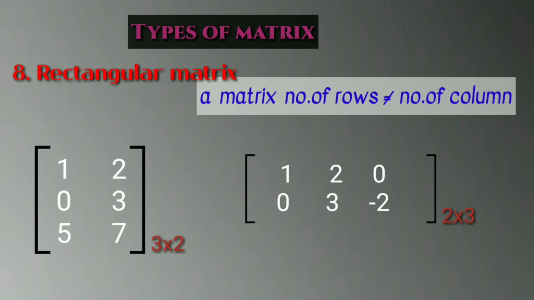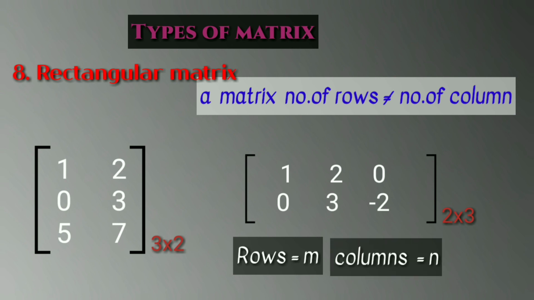So in this, rows are denoted by m and columns by n. I forgot to tell this in the beginning, so I am telling it at the end. So rows by columns, so rows cross columns. That's it. These are the types of matrix.